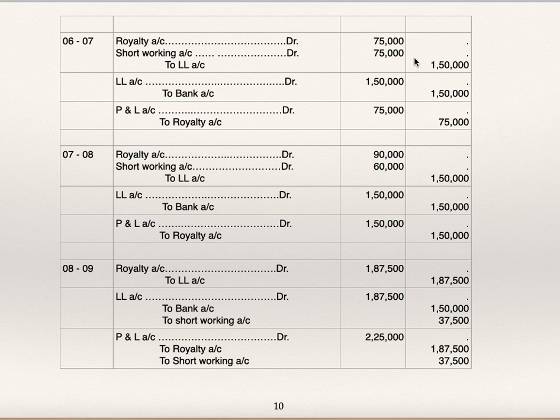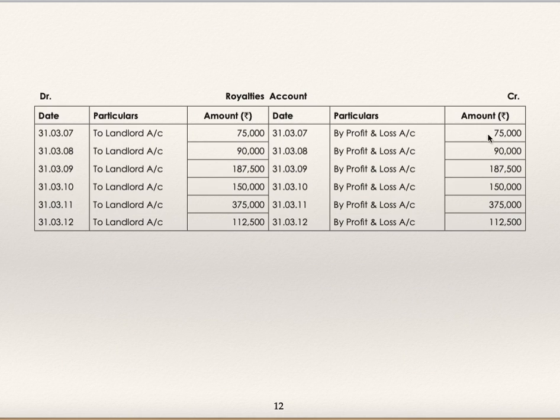See here, royalty to landlord. So to landlord 75,000 in royalty account, by profit and loss account 75,000. It gets closed. Second year, to landlord 90,000, by profit and loss account 90,000. I asked you to rectify this. To landlord 1,87,500, by profit and loss account 1,87,500, and so on. We'll see royalty account to landlord, by profit and loss, to landlord, by profit and loss. Very simple.